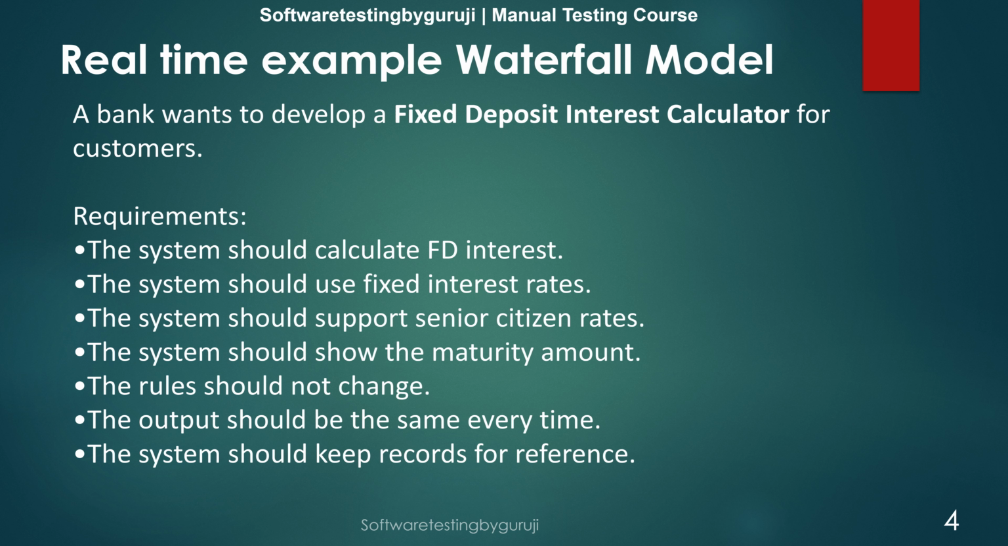So requirements: the system should calculate FD interest, the system should use a fixed interest rate, the system should support senior citizen rates, the system should show the maturity amount, the rules should not change, the output should be the same every time, and the system should keep records for reference. So this is the real-time example for the waterfall model. Here requirements are fixed and accordingly we have to select the waterfall model for this project.